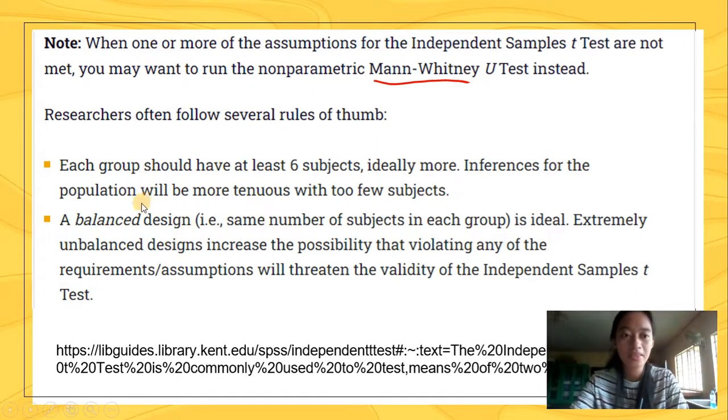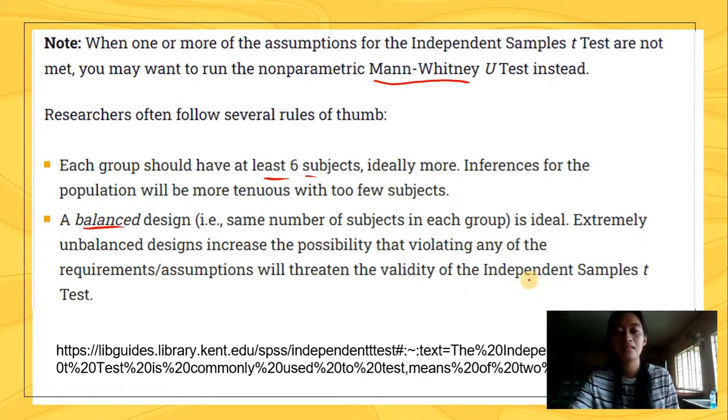And also other tips, each group should have at least 6 subjects, or ideally more. Inferences for the population will be more tenuous with very few subjects. And you have to have a balanced design, the same number of subjects in each group. Group 1, same, the other, same. Extremely unbalanced designs increase the possibility that violating any of the requirements or assumptions will threaten the validity of the test called the independent samples t-test. And read further in this site.